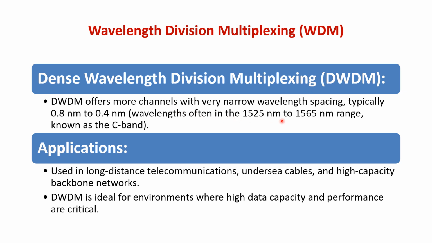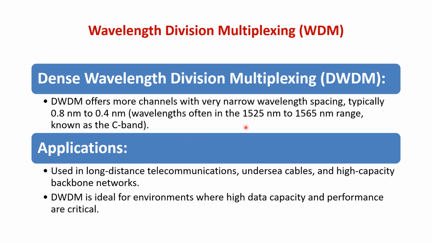DWDM uses much narrower spacing between wavelengths, typically between 0.4 nanometers and 0.8 nanometers apart. This allows DWDM to support many more channels, up to 160 or more within the same wavelength range as CWDM. With much tighter control over wavelength spacing, DWDM can pack hundreds of channels into the same optical fiber, allowing for extremely high data transmission rates.